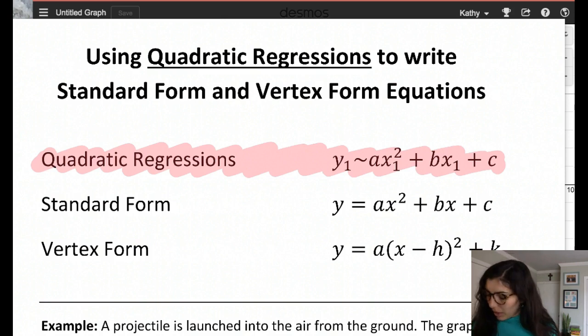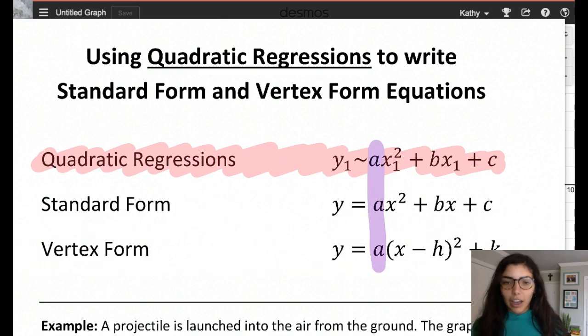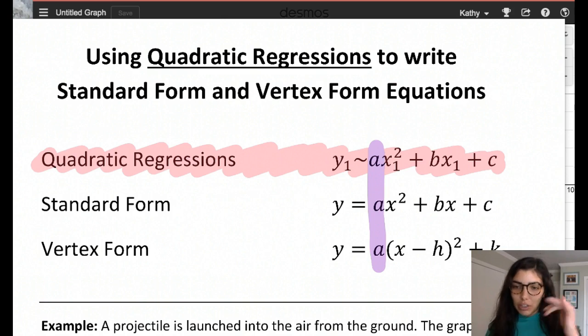Now, the next thing I want you to highlight, in potentially a different color, is actually straight down at the beginning of each of these equations. What do you notice is at the beginning of every single one of the equations after either the squiggly or the equal sign? There's the letter A. So the letter A is the same in each of these. In standard form and in vertex form, the A is the same number.